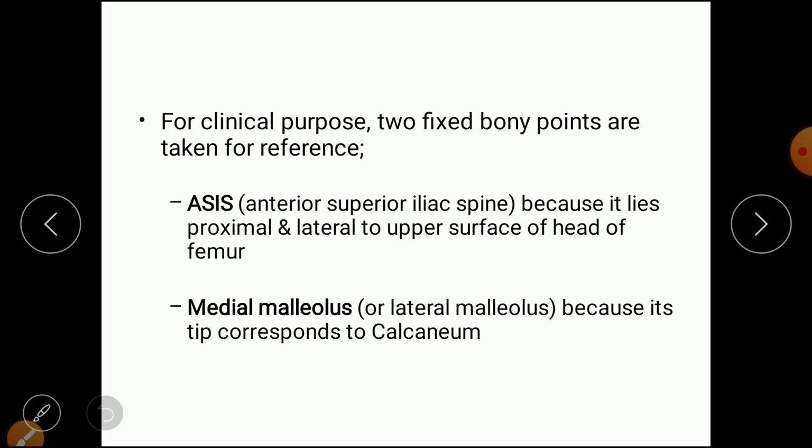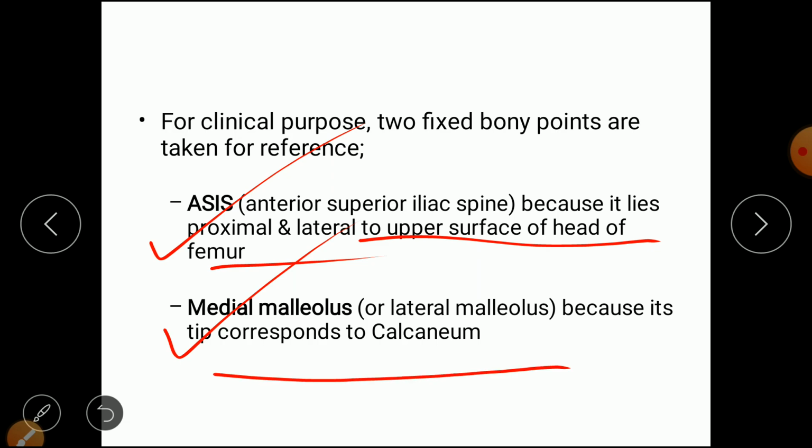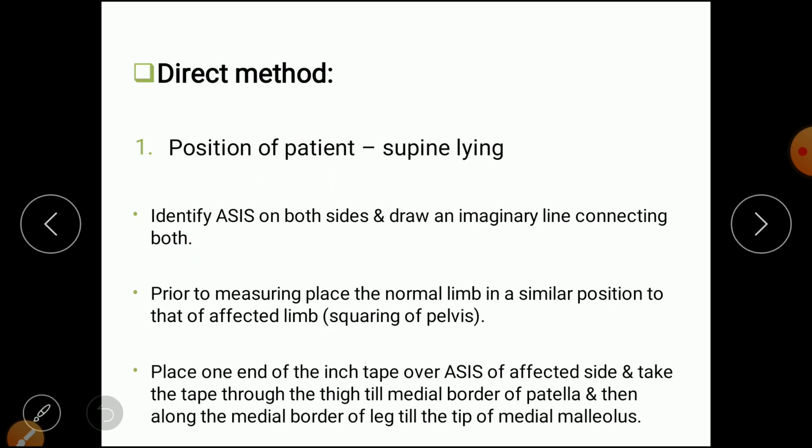For clinical purposes, how can we check? From the ASIS to the medial malleolus at the ankle. ASIS means the anterior superior iliac spine, because it lies proximal and lateral to the upper surface of the head of the femur. From that, you go down to the medial malleolus, because its tip corresponds to the calcaneum. We have two methods for measurement of the true limb length: the direct method and the indirect method.